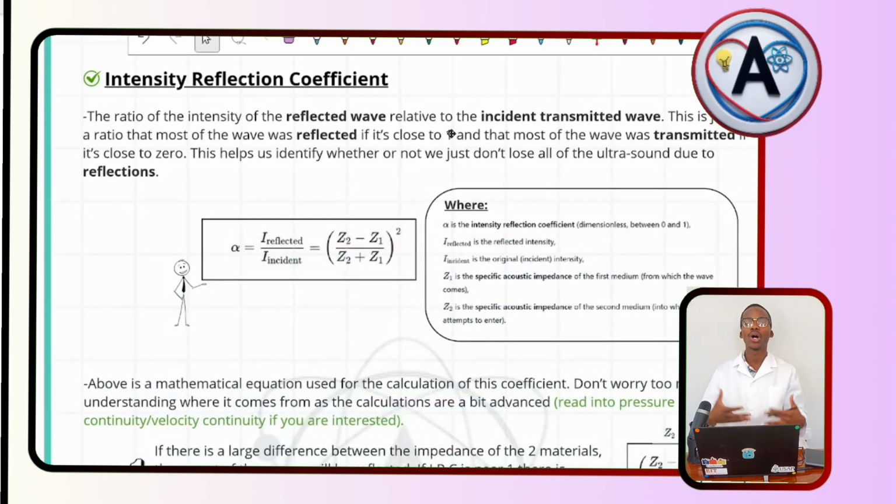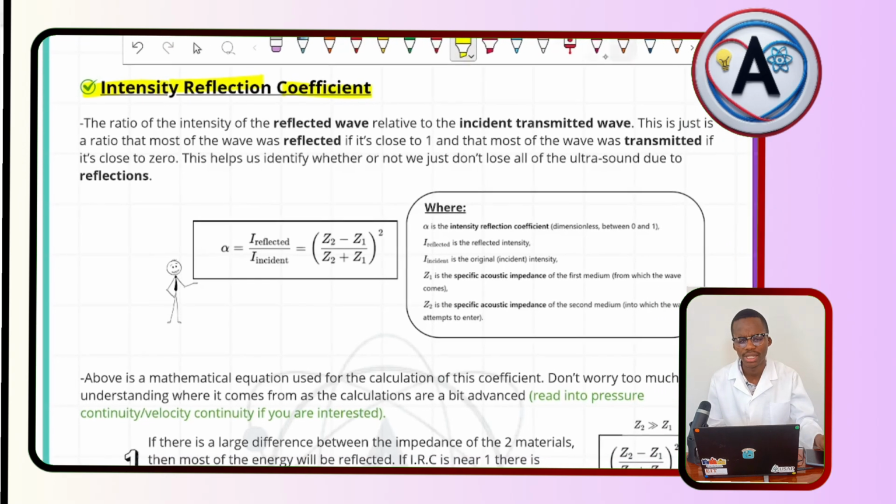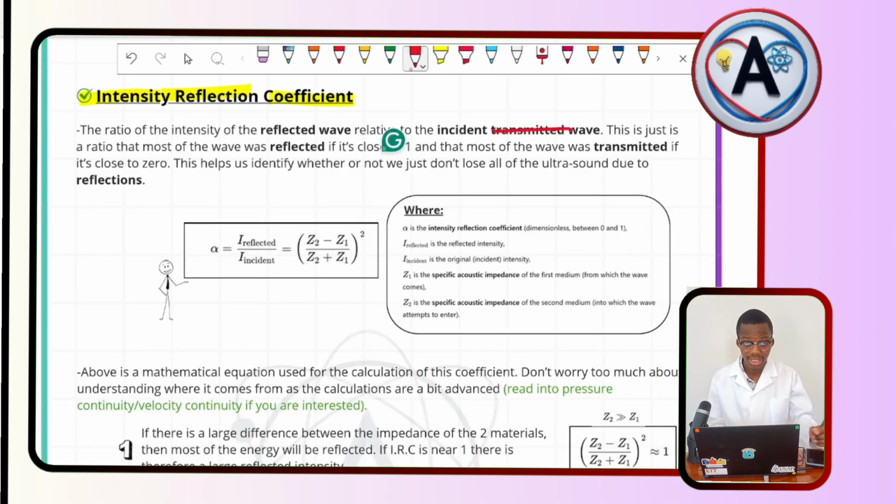I want to introduce a new concept known as the intensity reflection coefficient. What is it all about? Well, you can have the ratio of the reflected wave to the incident wave. Not necessarily the incident transmitted wave, but just the incident wave itself, because if I say incident transmitted wave, you're going to be confused.